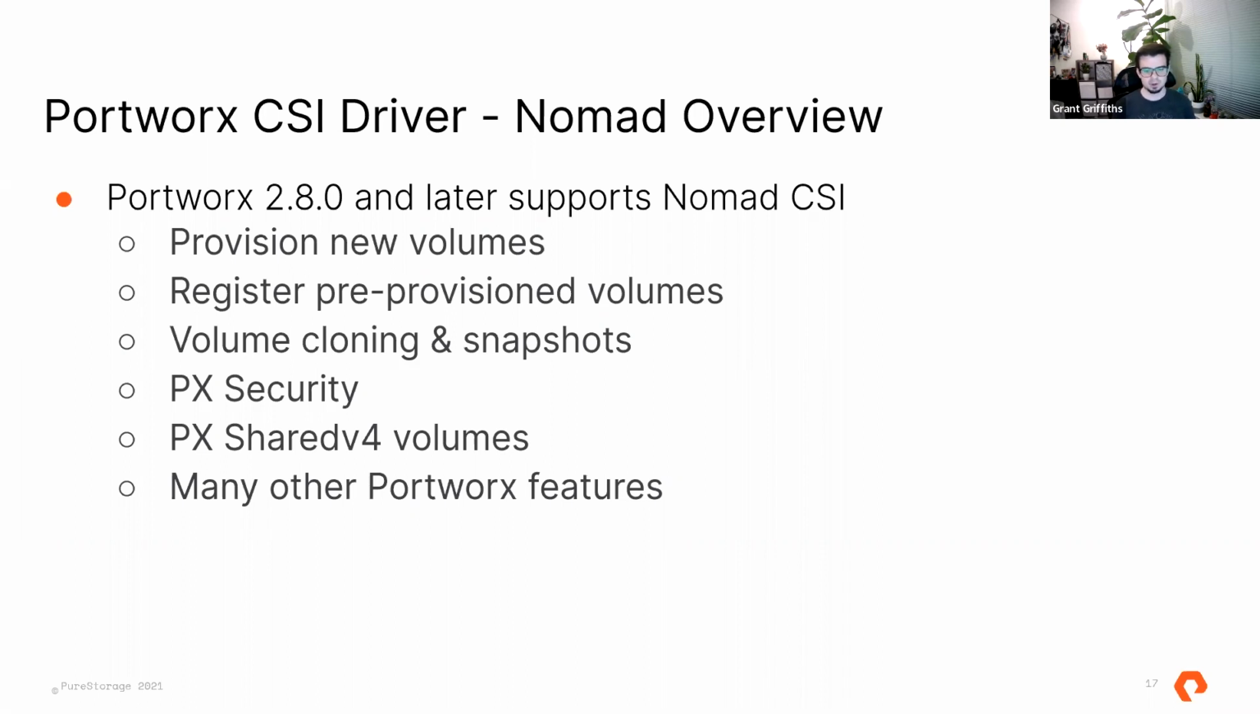And next we have PX shared volumes. So this is basically using NFS under the covers, and it allows you to create a single volume and share that amongst multiple jobs or multiple instances of a job. So this is nice for things like applications that require a shared underlying volume. It's a good use case for that. And there's many other Portworx features that are supported with Nomad. Portworx itself has a whole suite of features. I'm not going to go into them in depth, but basically all of the Portworx specific features that are not specific to Kubernetes are available in Nomad.